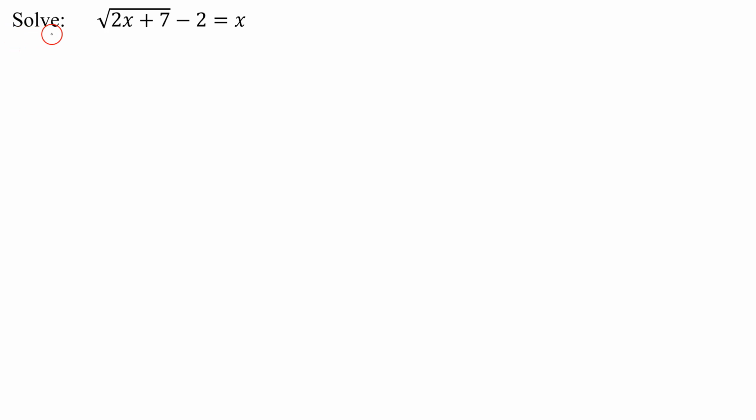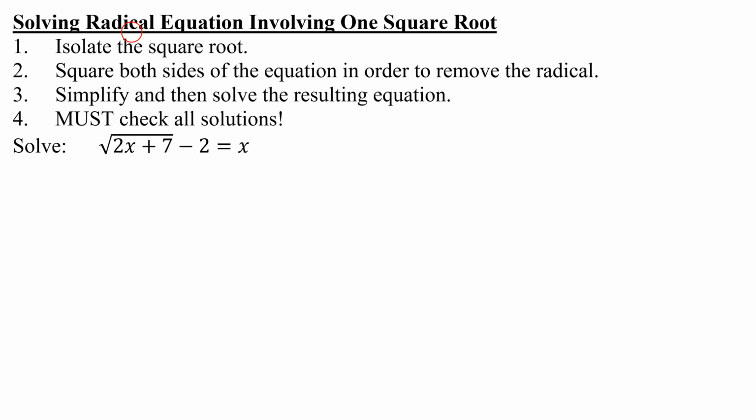In this example, we need to solve the equation, the square root of the quantity 2x plus 7 minus 2 equals x. Well, what type of equation do we have here? Notice it has a square root in it. So this is a radical equation. And how many square roots are there? There's only one. So here are the steps for solving radical equations that involve just one square root.